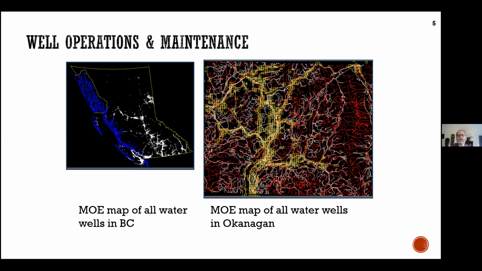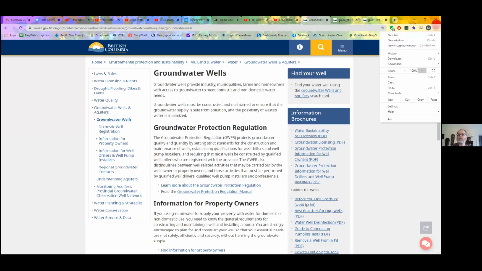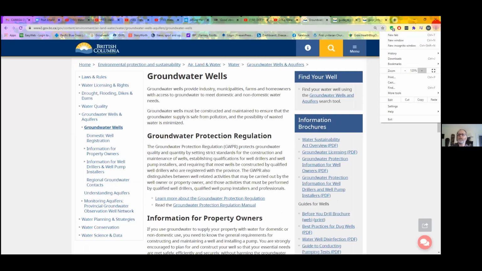So just an example, the drawing on the left is the province of British Columbia. This actually shows some of the wells in the Alaska Panhandle as well, but we map all of that through the province, through what's called the Ministry of Environment. In British Columbia, groundwater is managed through the Ministry of Environment.